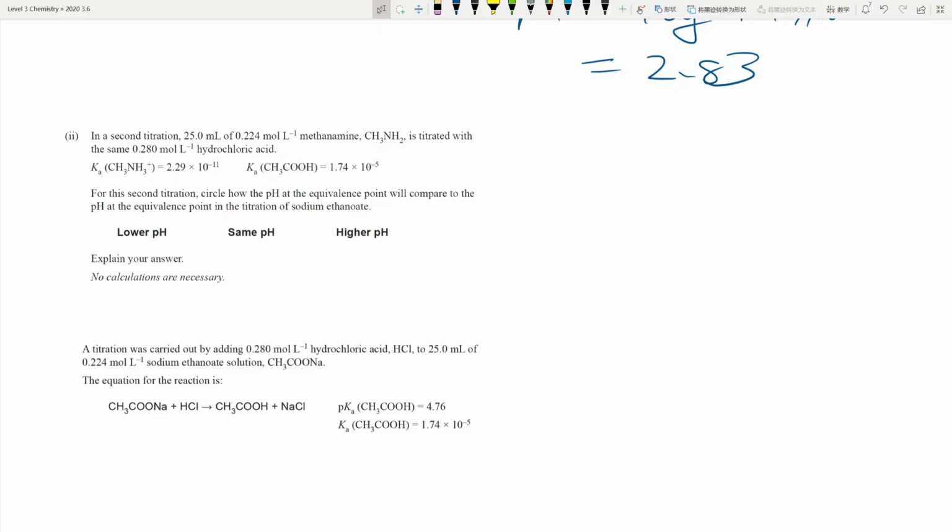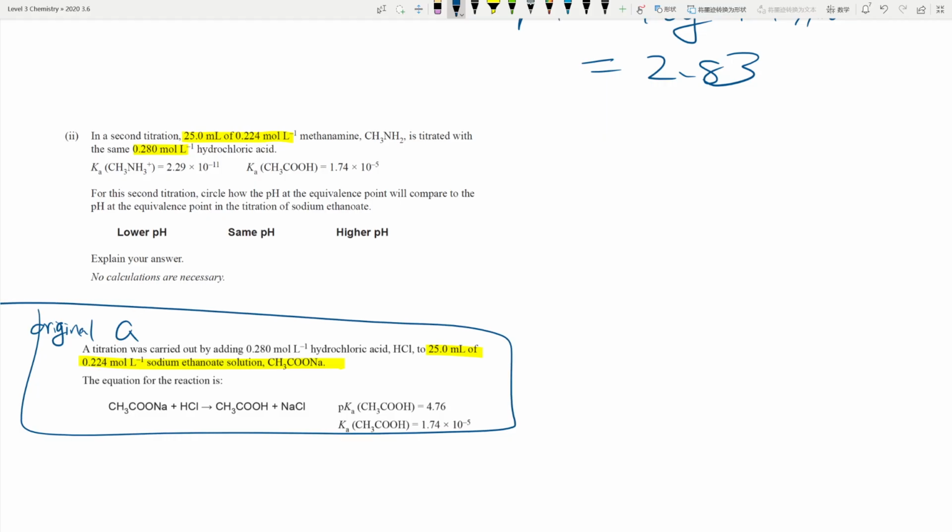In the second titration, we have 25 mLs of 0.224 titrated with the same 0.828 moles per liter. If you look at everything, it's exactly the same. This is copy and paste of the original question, so this is not part of the question; I just copied and pasted it so you can have a look at it. The only thing that has changed is that we change the species.